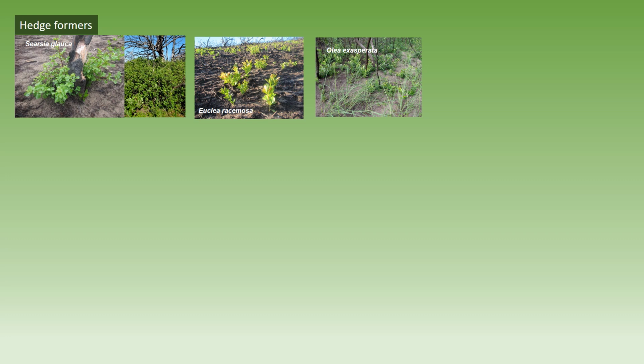If we look at the hedge formers on the top three slides, we have to also bear in mind these extensive underground stems they have. So the amount of sprouting that a single individual, in other words, a sexual individual, does is a huge amount if you add all the sprouting across all of the extent of underground branches that hedge formers have.